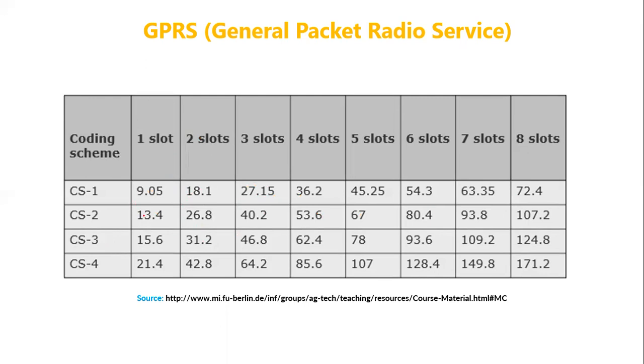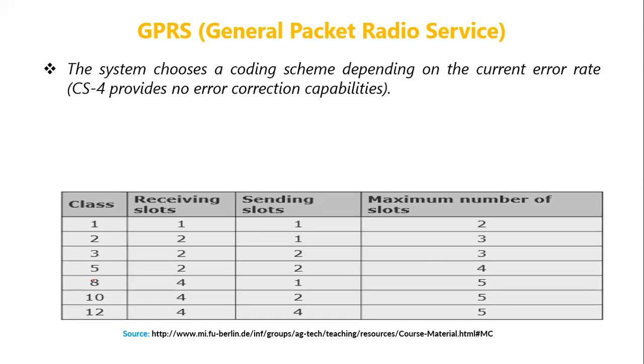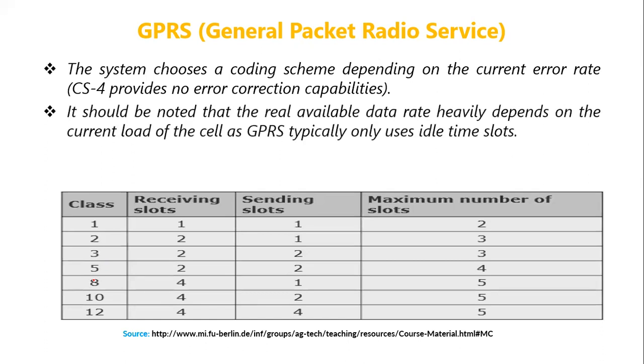Similarly, if CS2 is used, then if there is only one slot, 13.4 kilobits, two slots, 26.8 kilobits, so on and so forth. CS3, so like that, these are the different data rates offered by the GSM under different coding schemes. And these coding schemes vary with respect to the error correction capabilities they offer. So the GSM system will choose an appropriate coding scheme depending on the error rate. Okay.